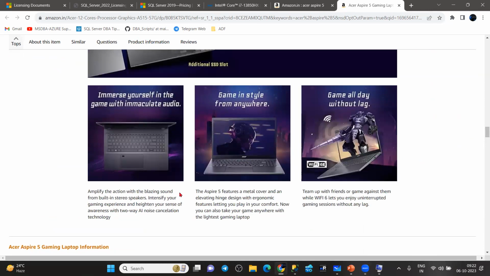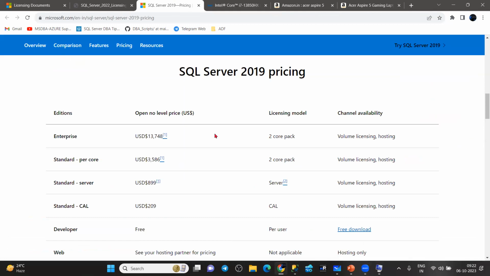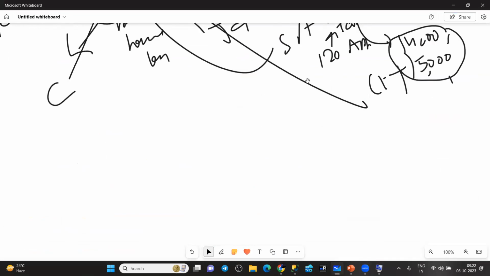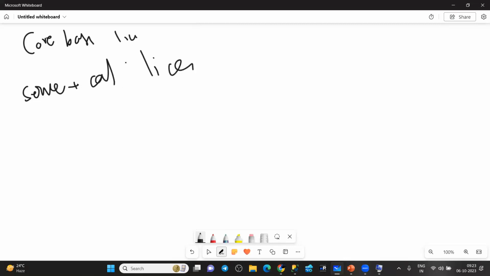The reason we are looking at all this stuff is that when you go to licensing, Microsoft is charging core based. Two kinds of license you will see in the real world, sir. One is core base, one is server plus CAL base. One is core base license, one is server plus CAL base license, and one is Azure hybrid license.